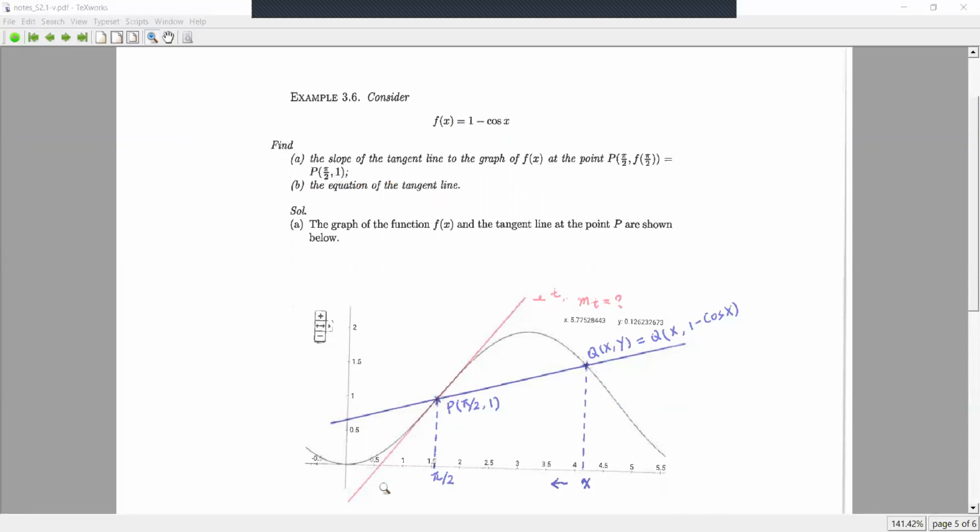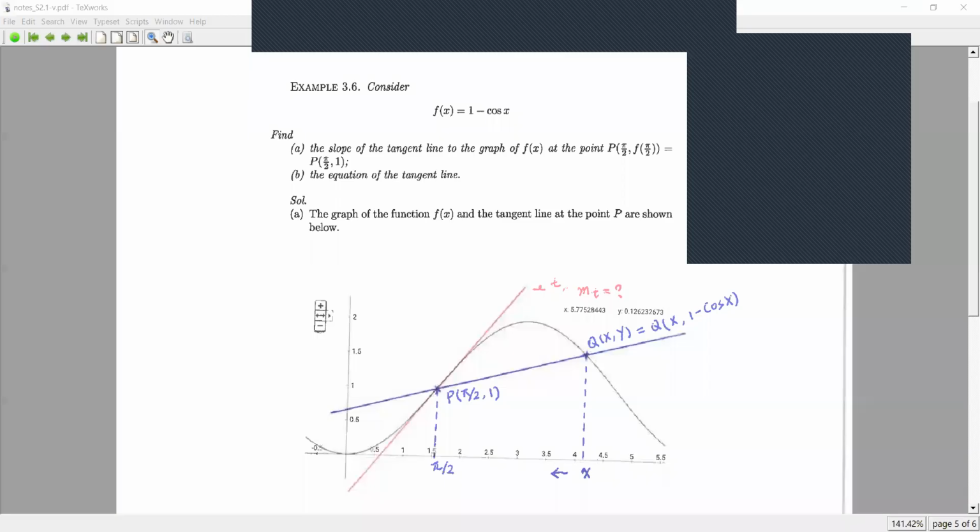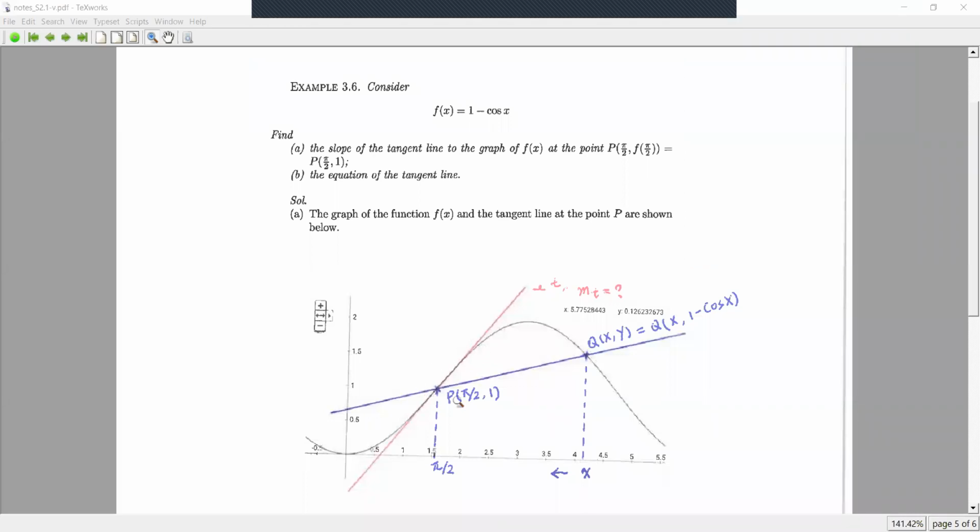Now, at the point P, there is a tangent line. Again, I name this tangent line T. Now, the question is, find the slope of this tangent line. About this tangent line, we know only one point on the line, the point P. We don't know any other point on the line. So we cannot use the slope formula to find the slope of the tangent line. Then, how to tell the slope of this tangent line? We have to use a limit.